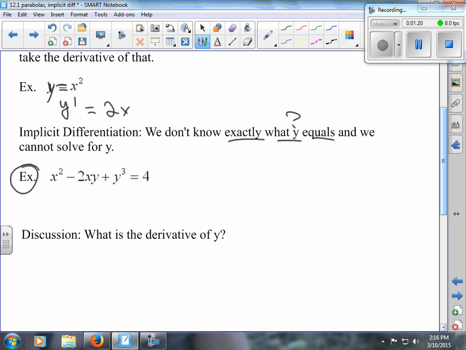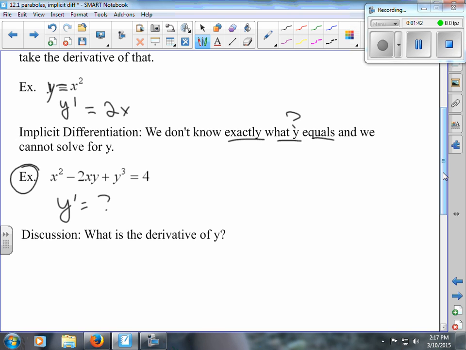So look at this example here. x squared minus 2xy plus y to the third equals 4. My question is, what does y prime equal? What is the derivative of y? Well, how am I supposed to know? Because I don't know what y equals. It turns out you can still find the derivative of y even if you don't know what y equals.